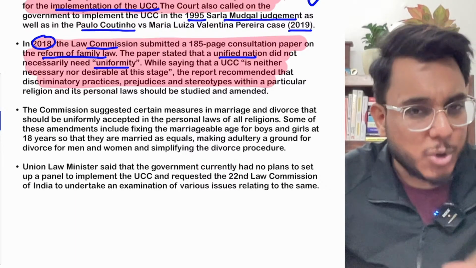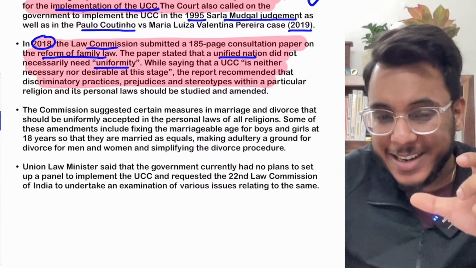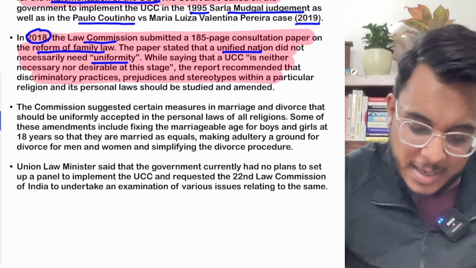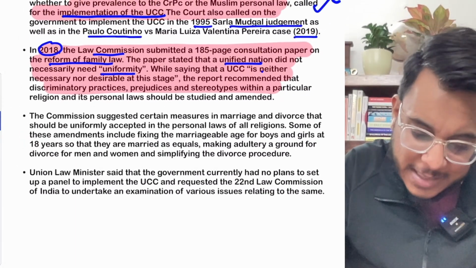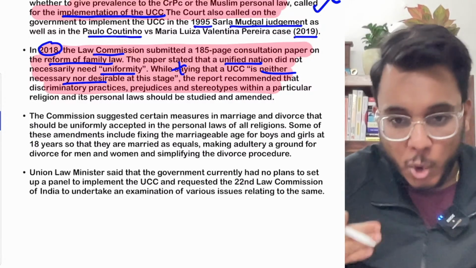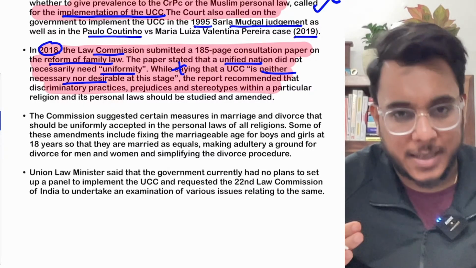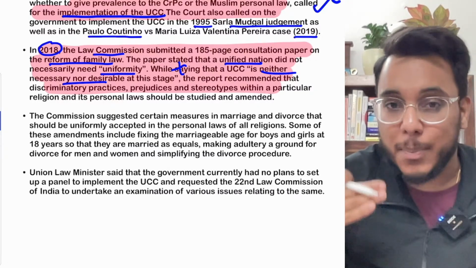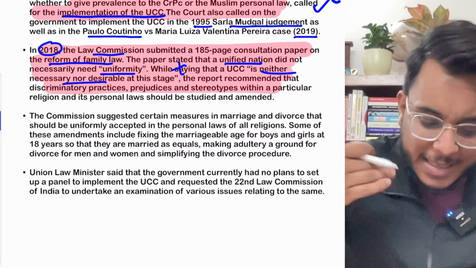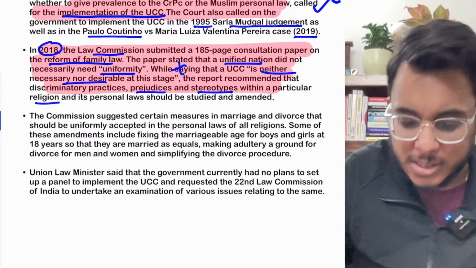So keeping that in mind, the Law Commission suggested that a unified nation doesn't need a uniform system. Diversity is also very important, and it said that the UCC is neither necessary nor desirable at this stage. Though the Law Commission also said that there are certain discriminatory practices that exist, particularly discriminatory to women, and we need to deal with them. It is important to deal with the prejudices and stereotypes within some religions.